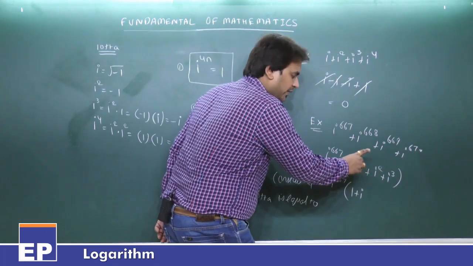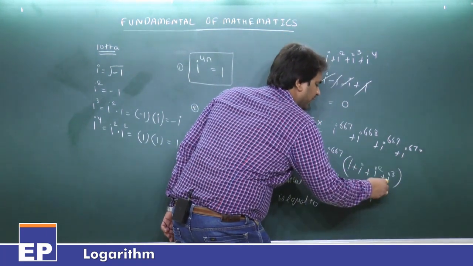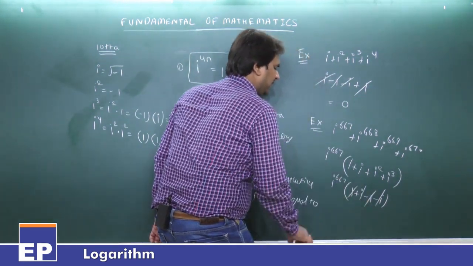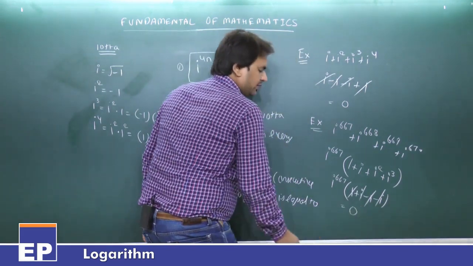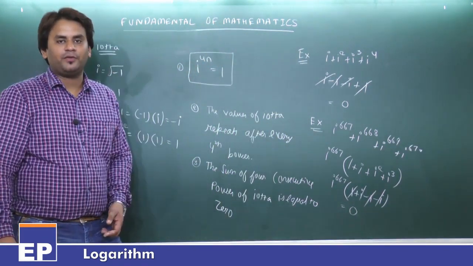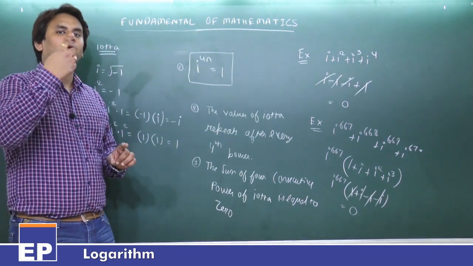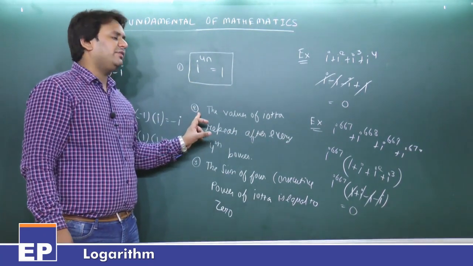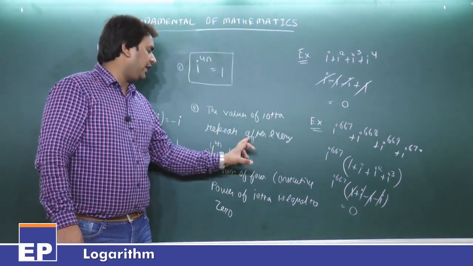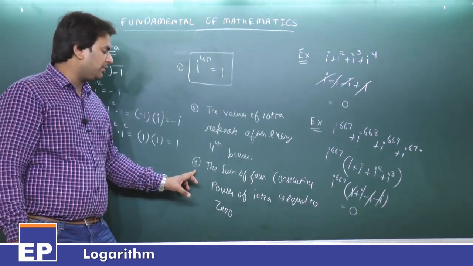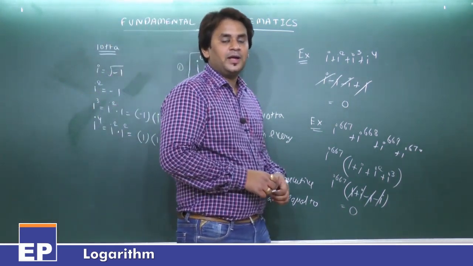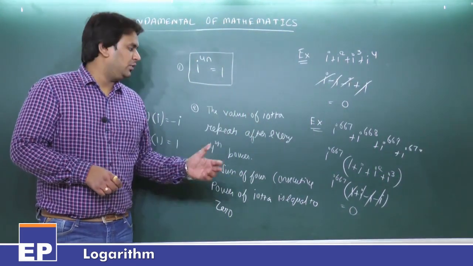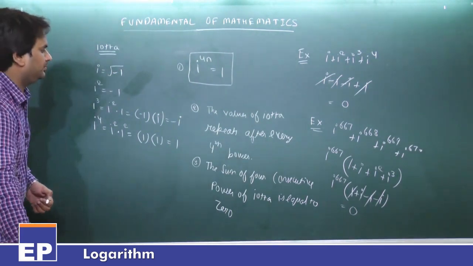What is the value of iota square? Iota square is minus 1. And what is the value of iota cube? That is minus iota. Minus iota and plus iota will cancel out. Minus 1 plus 1 will cancel out. So the value of this will be 0. Hence we have justified 3 properties of iota. First property is that the multiple of 4 in the powers of iota is always equal to 1. Second property is that the values of iota repeat after every fourth power. The third property is that the sum of 4 consecutive powers of iota is always equal to 0. These 3 properties we have to remember in case of iota. Note it down.